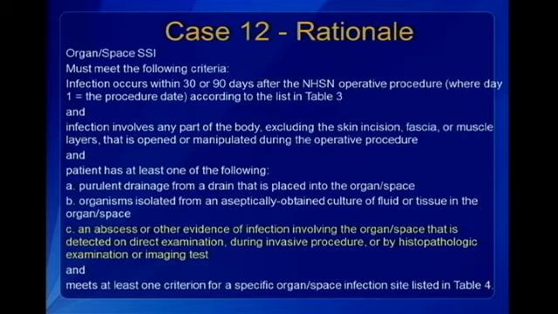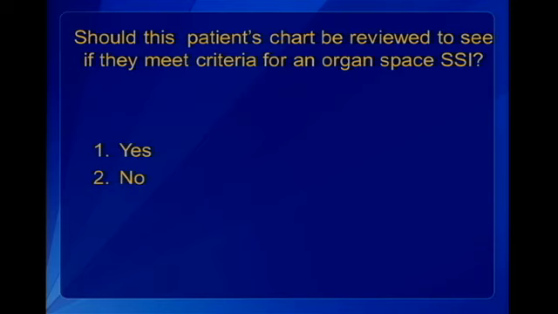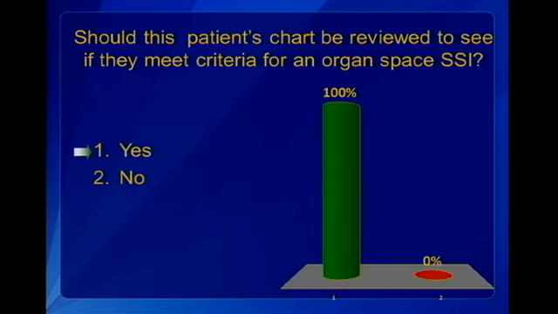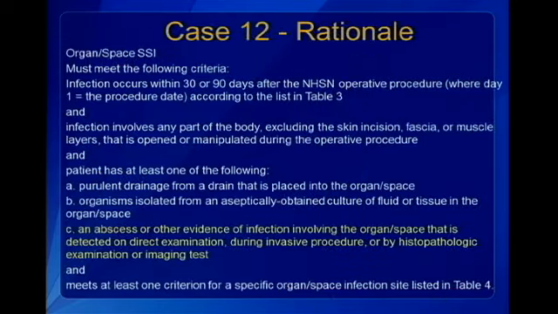Now, does this, yes, okay. This is the rationale why you want to look at that chart. In organ space, it doesn't say you have to have absolutely found it. There's enough suspicion with saying this person might have an abscess that it warrants you looking beyond just the general organ space definition to see, does this patient meet criteria for an intraabdominal infection based on Chapter 17 HAI criteria?